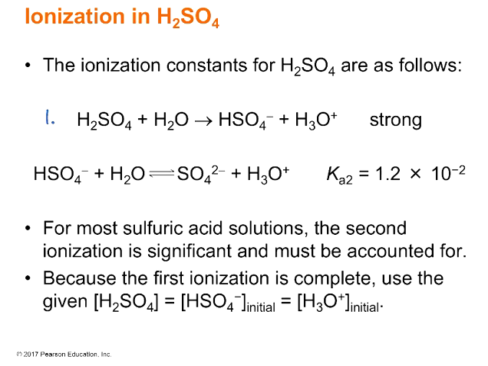And then in the second step, hydrogen sulfate is reacting with water to produce the sulfate ion and a hydronium ion. And then there's a Ka2 value listed next to it. And for step 1, it's just listed as strong.